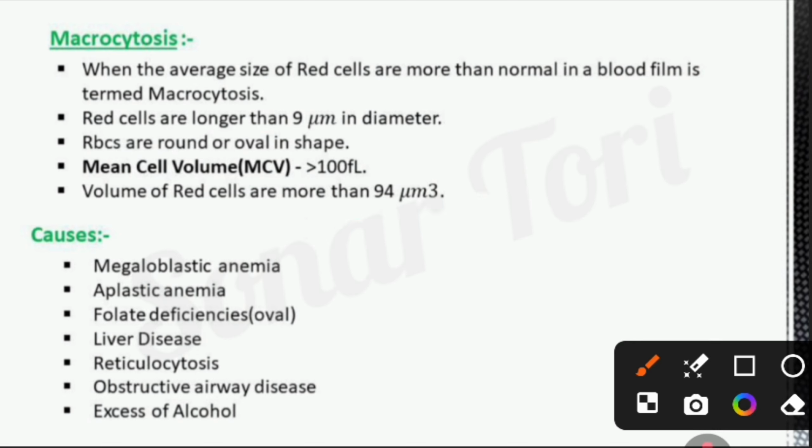Then the causes of macrocytosis. There are a lot of causes. Those are megaloblastic anemia, aplastic anemia, folate deficiency, liver disease, reticulocytosis, obstructive airway disease and excess alcohol consumption, which can cause the formation of macrocytes.